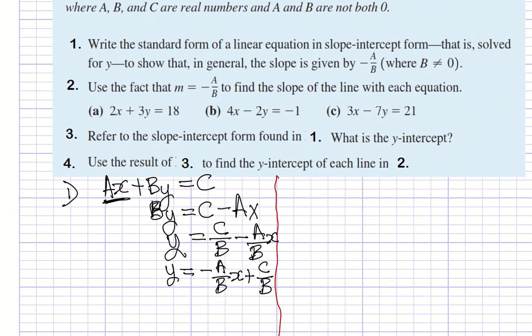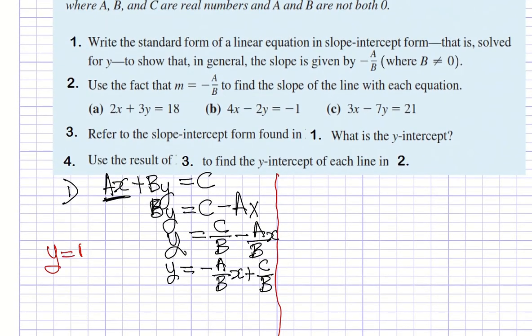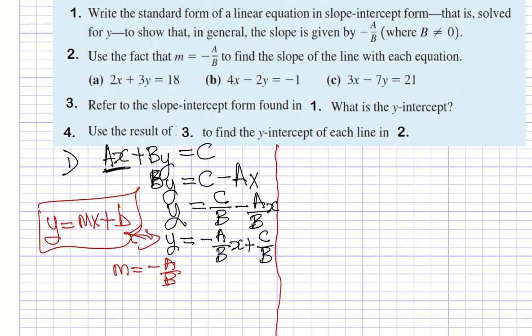To put it in this form, y equals mx plus b, that's what they want us to do. It's in that form now. If you compare those two, what do you see? You see m equals minus a over b. And this is called the y-intercept. The y-intercept is c over b. You see it? We didn't play any trick.